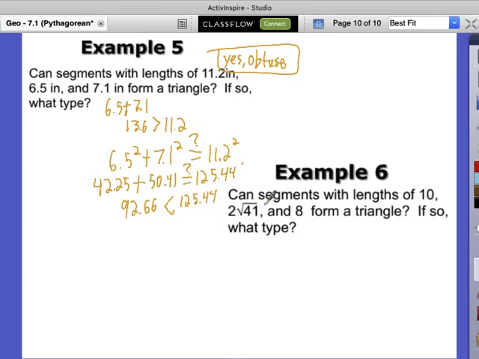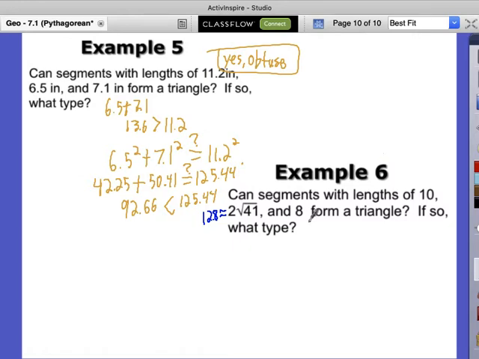It says 2 squared to 41 can't be simplified anymore because 41's prime. So if you type in 2 squared to 41 in your calculator, Marissa, what is it? Approximately 12.8. Okay, that sounds accurate. So which one of these is actually the biggest? 12.8. So which two would we add together to compare?